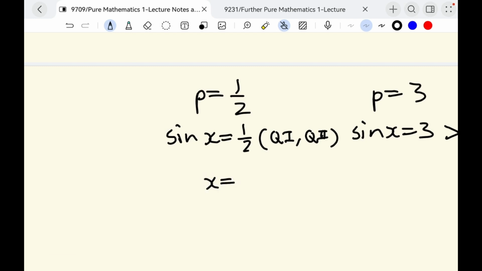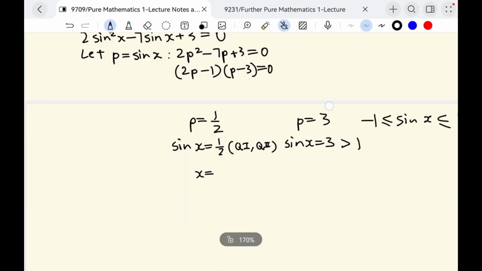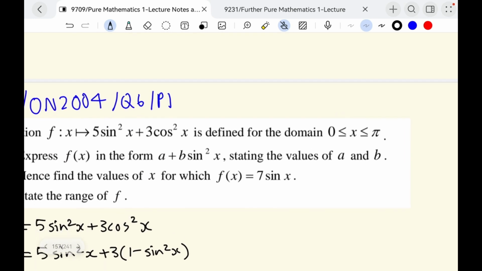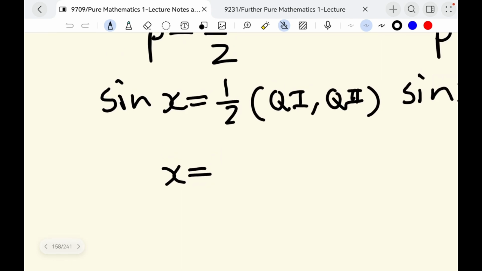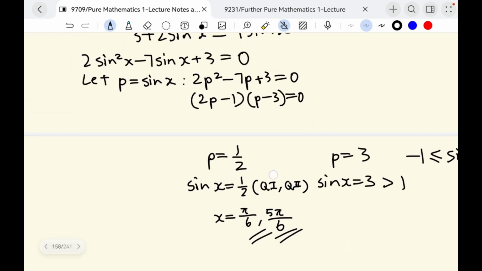This time we can't leave the answers in the form of degrees, but in radians, because the interval shows the angle units in radians. So what is 30 degrees in radian form? It is pi over 6, right? And how do we get the angle in quadrant 2? It is pi minus pi over 6, which is 5 pi over 6. So that's all for this part.